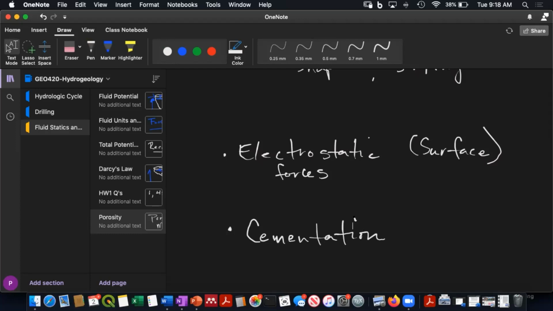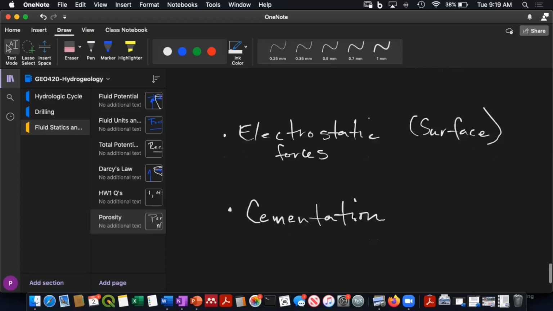Okay, so metamorphism does two things. It does compaction, it does cementation. It can also do mineral change, so you can grow crystals. So we could put that in there.